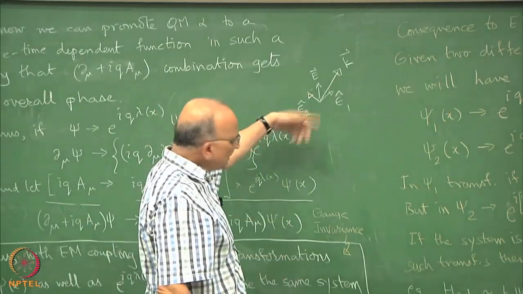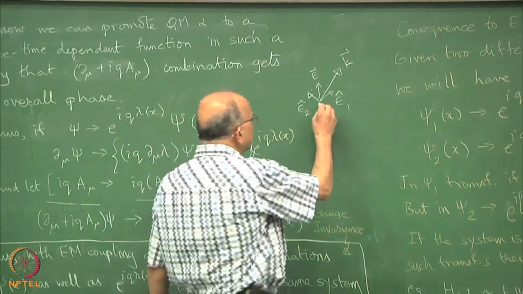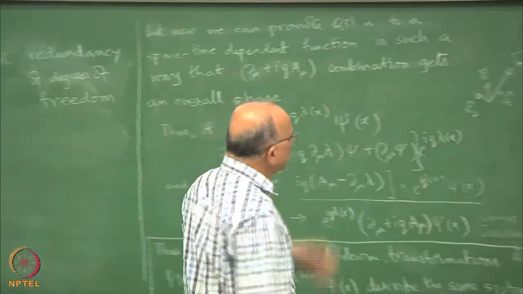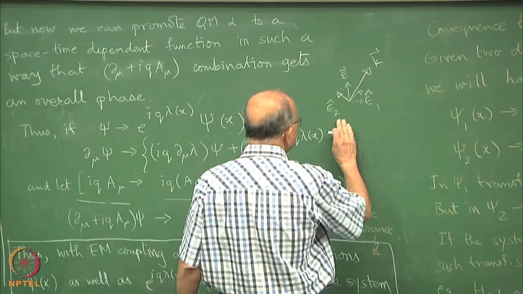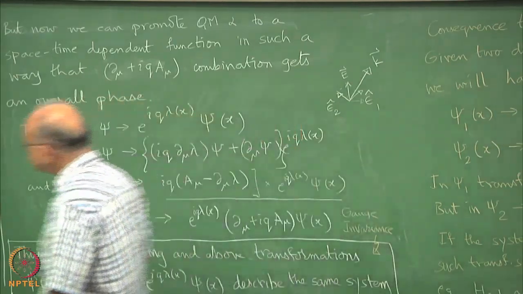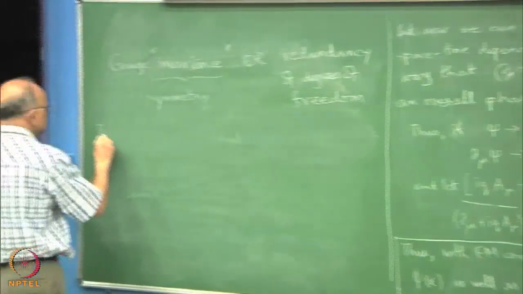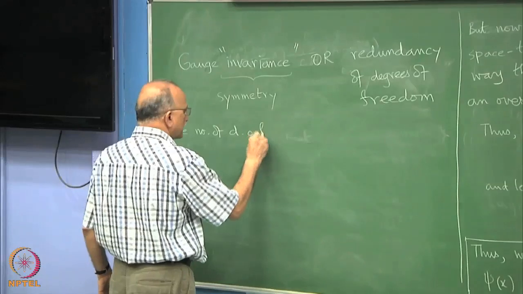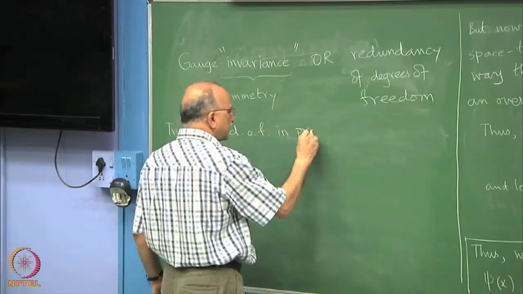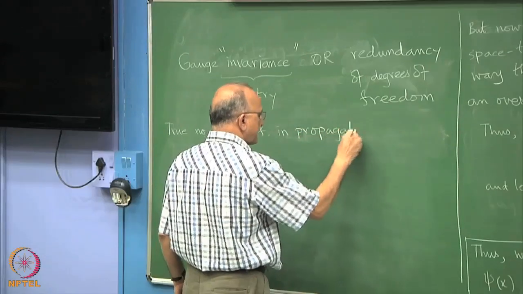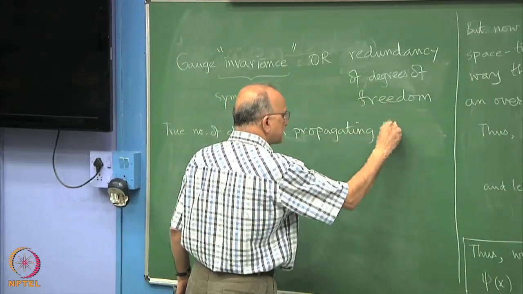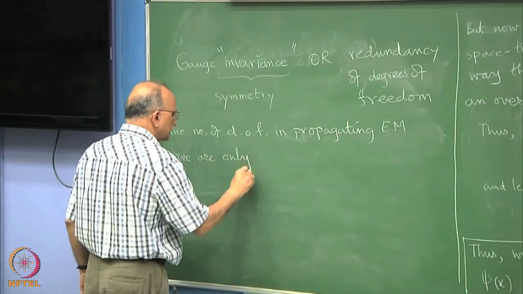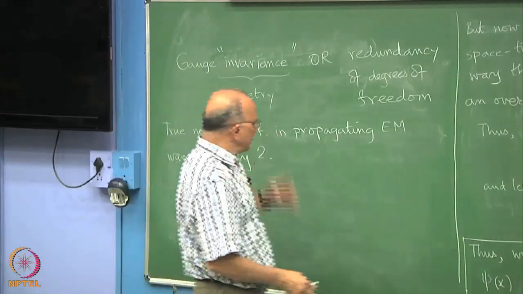Therefore, there are only 2 degrees of freedom, and the B field is determined by the E field completely from Faraday's law. The true degrees of freedom in a propagating electromagnetic wave are only 2. So what are 4 mu's doing?